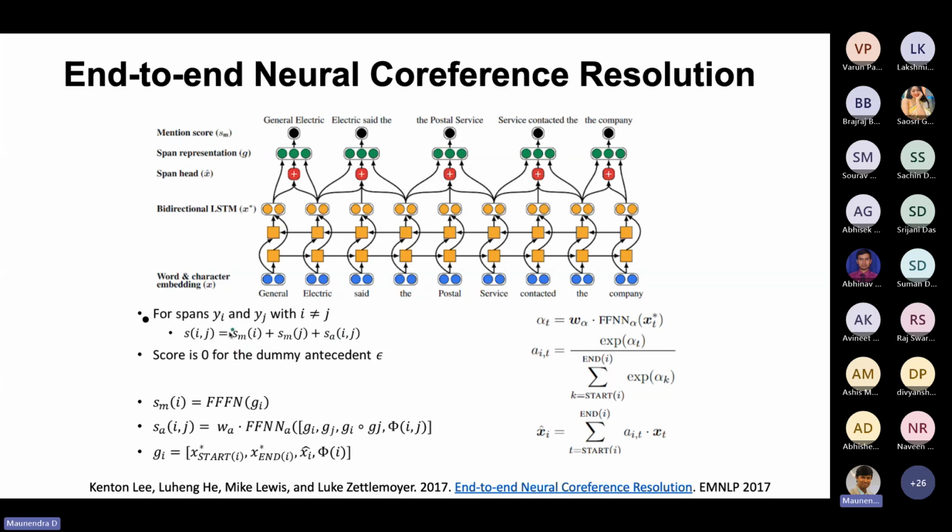So the mention score, in some sense, tries to capture whether something is actually a mention or not, that is, how strong the algorithm's confidence is that it is a mention. So it is captured by this Sm, and Sa is given to spans yi and yj. What is the chance that they are related or they are co-referent? And the score is 0 for the dummy antecedent epsilon. So for epsilon, Sm is 0.